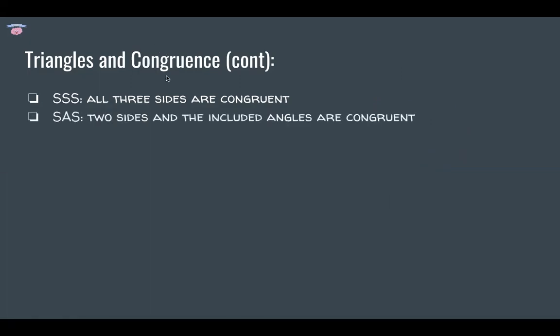SAS, so side, angle, side, the two sides and the included angle. So let me just show you a diagram to show you where it is. So side, angle, and side, side, angle, side. And we can do this on the other triangle and show they're congruent, similarly proving by transformations.